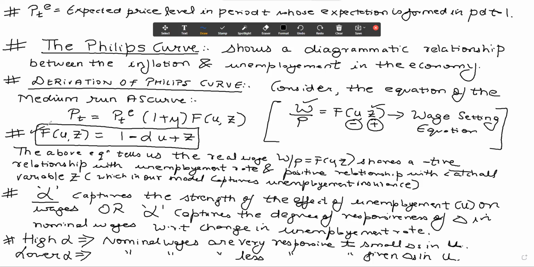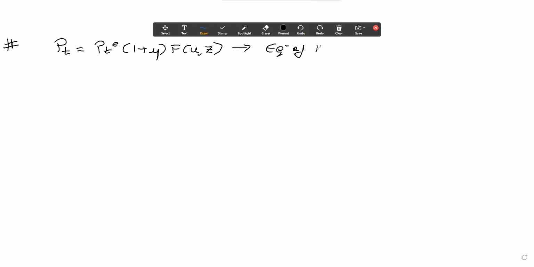So now guys, we are going into some maths. I hope till here this is clear to all students. Let's do some maths now. So I am writing first. So Pt is equal to Pte into 1 plus mu into F as a function of u and z. What is this? This is the equation of the medium run AS curve.